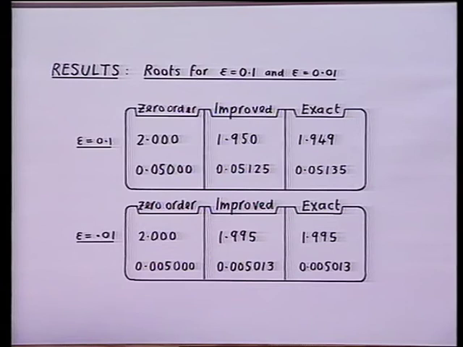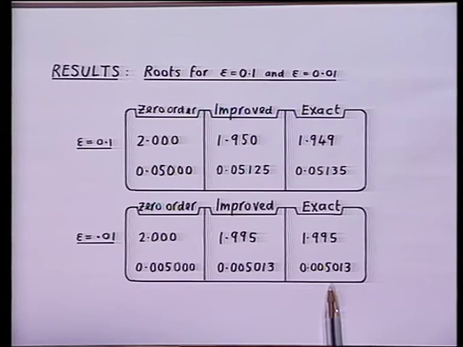I improve these a bit by including the next approximation. So this one represents 2 minus a half epsilon. This one represents x equals a half epsilon plus an eighth epsilon squared. And I'm retaining 4 significant figures. And you'll see that this compares very favourably with the exact expressions given over here. In fact, if epsilon is 0.01, the first two terms in the asymptotic series are identical with the exact expression up to the order of accuracy I've taken, 4 significant figures.